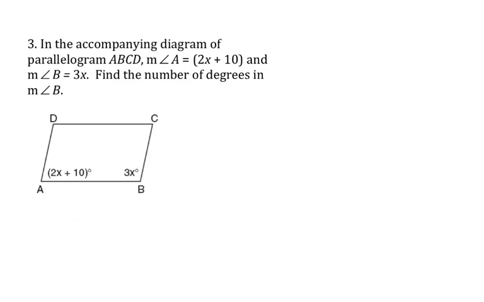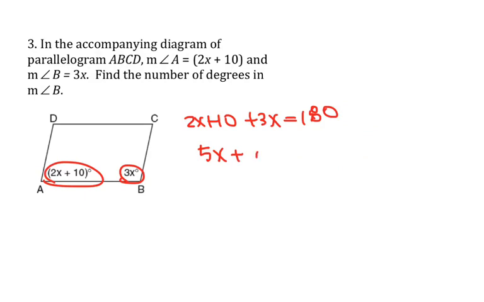Now let us look at number 3 here. We see that angle A is 2x plus 10, angle B is 3x. Consecutive angles, meaning angles right next to each other on the parallelogram, are supplementary. That means we can add them up: 2x plus 10 plus 3x must be equal to 180. Now 2x and 3x can be added together. We get 5x plus 10 must be equal to 180. Subtracting 10 from each side, 5x must be equal to 170. Dividing by 5, you can easily see that x must be equal to 34.